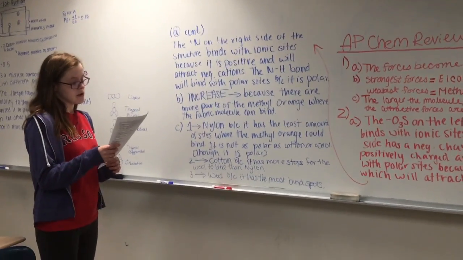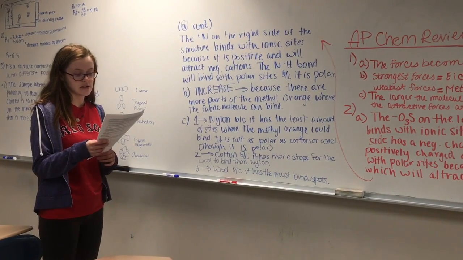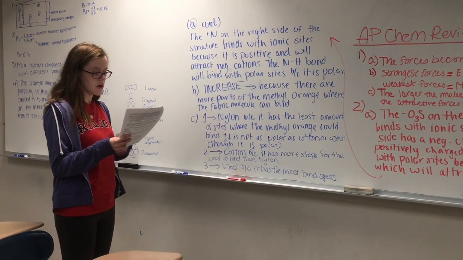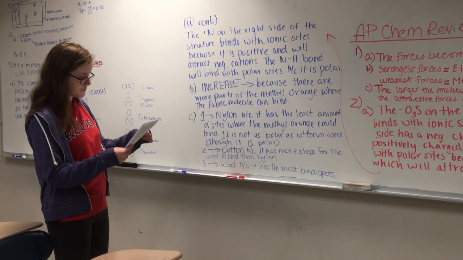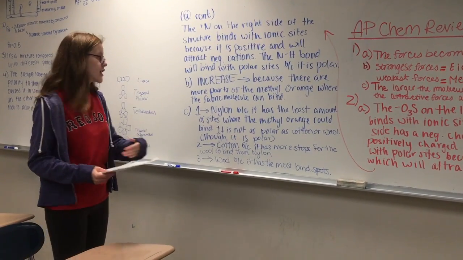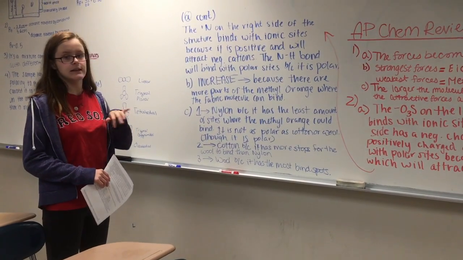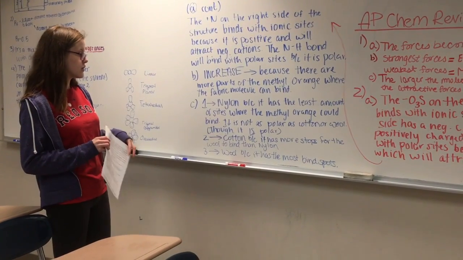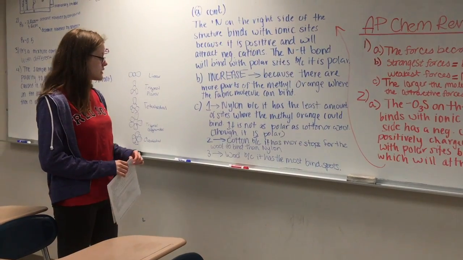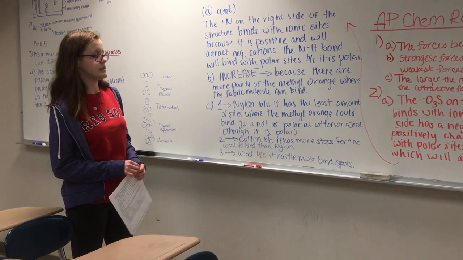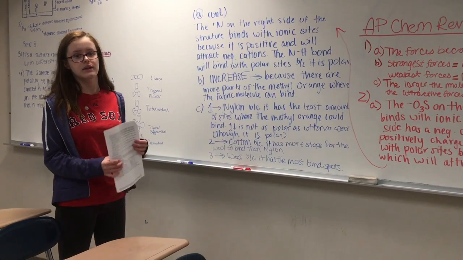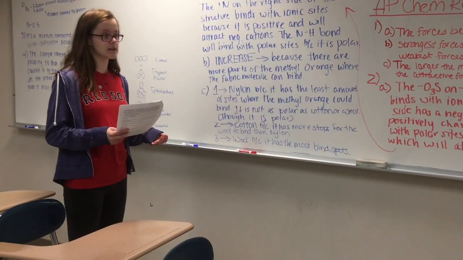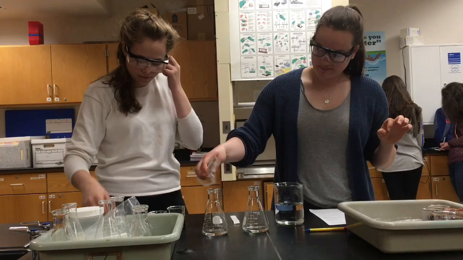And for part C, using this hypothesis, predict the relative color intensity that would be produced by methyl orange on cotton, nylon, and wool, and rank it. So one is lightest and three is darkest. The lightest would be nylon because it has the least amount of sites where the methyl orange could bind. It is not as polar as cotton or wool, though it is polar. The second lightest is cotton because it has more sites for the methyl orange to bind than nylon, but less than wool. And the darkest is wool because it has the most binding spots, and therefore the methyl orange is the darkest.